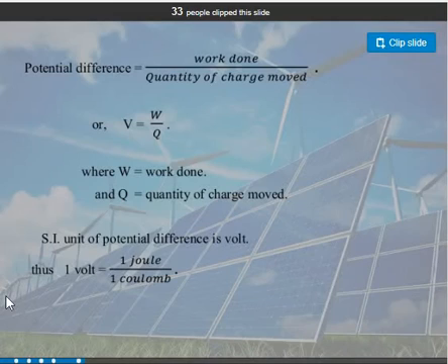The formula of potential difference is the work done divided by the quantity of charge moved. Potential difference is denoted by V, work by W, and the quantity of charge moved by Q. So V is equal to W by Q. The SI unit of work is joule and the SI unit of charge is coulomb. So 1 volt is equal to 1 joule per coulomb.